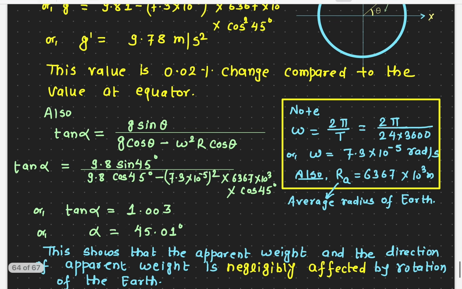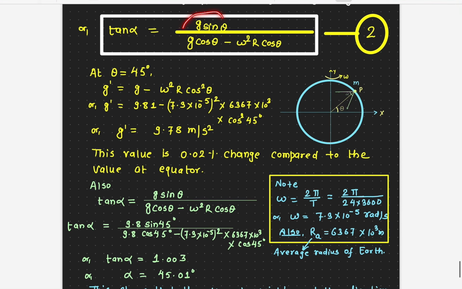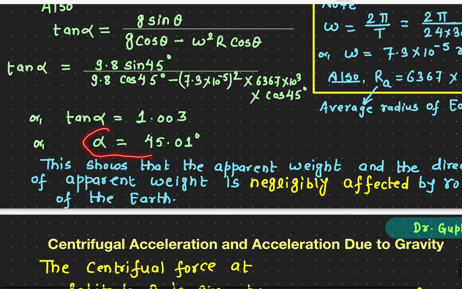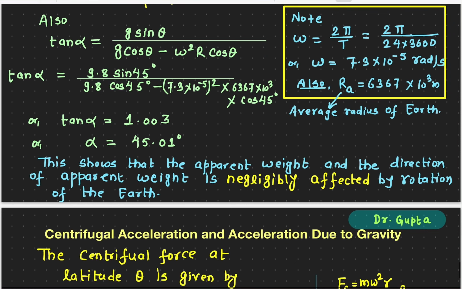If you calculate the direction of the apparent weight angle, all you have to do is plug in theta equals 45 degrees in this equation. When I do that, the alpha value I get is 45.01 degrees. So what does that tell you? The apparent weight has a negligible effect due to the rotation of the Earth; the acceleration due to gravity value is very insignificantly affected. There is not much effect.